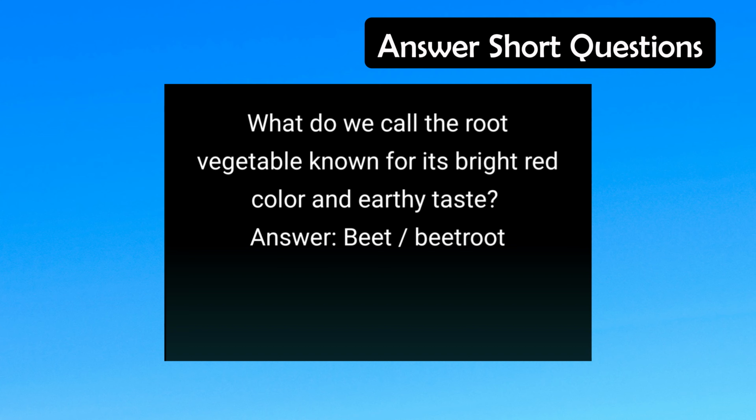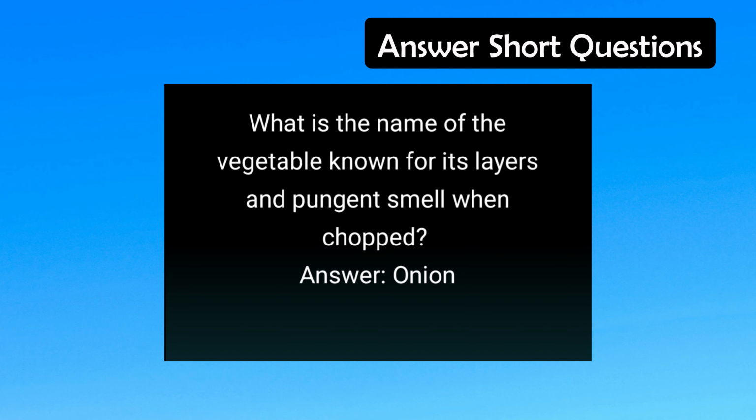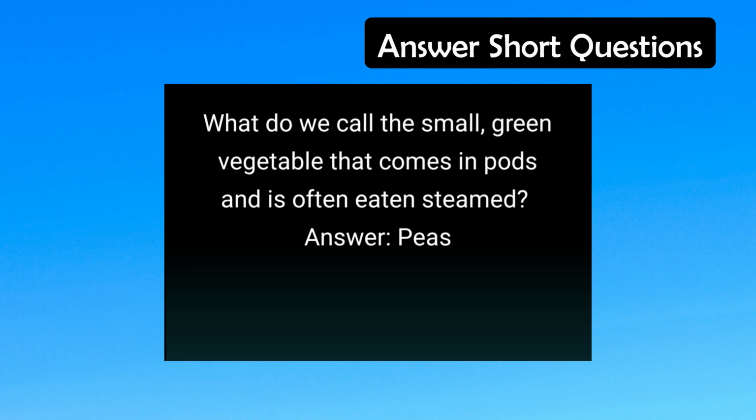Answer: beet or beetroot. What do we call the starchy, tuberous crop often fried or mashed? Answer: potato. What is the name of the vegetable known for its layers and pungent smell when chopped? Answer: onion. What is the leafy green vegetable high in iron, often used in smoothies and salads? Answer: spinach. What do we call the small, green vegetable that comes in pods and is often eaten steamed?